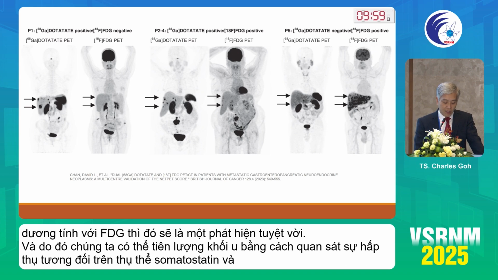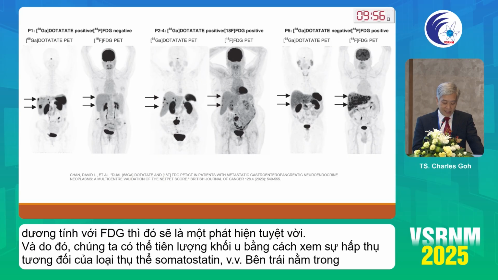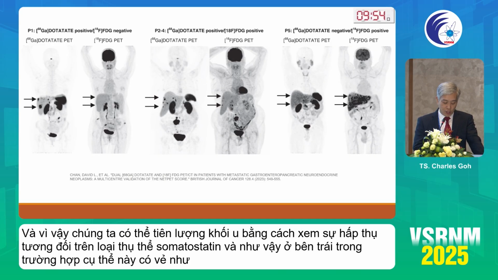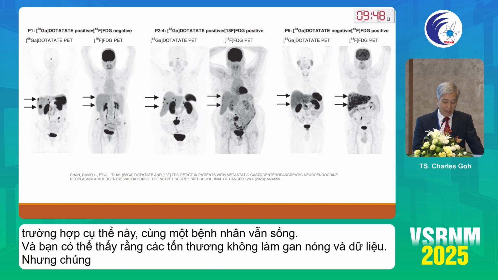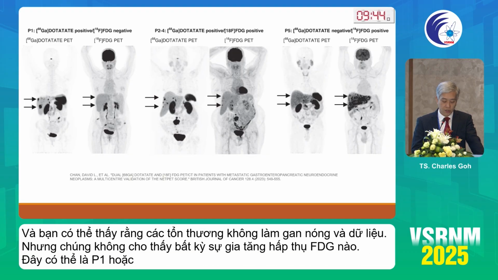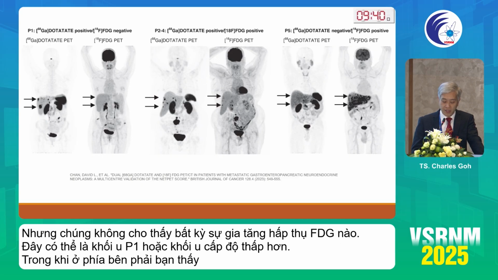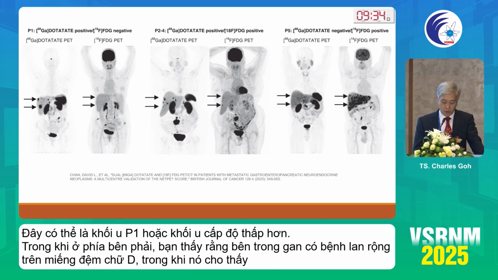So on the left, in this particular case, that same patient with DOTATATE and FDG PET, we can see that the lesions within the liver are hot on the DOTATATE PET, but they do not show any increased uptake on FDG. This would be a P1 or a lower grade tumor. Whereas on the extreme right, we see that within the liver, there's extensive disease on the FDG PET, whereas it shows relatively low uptake on the DOTATATE PET.